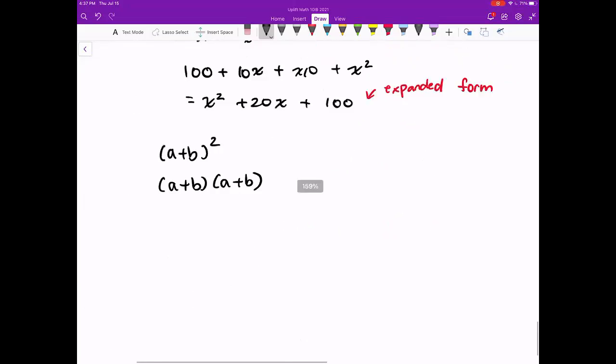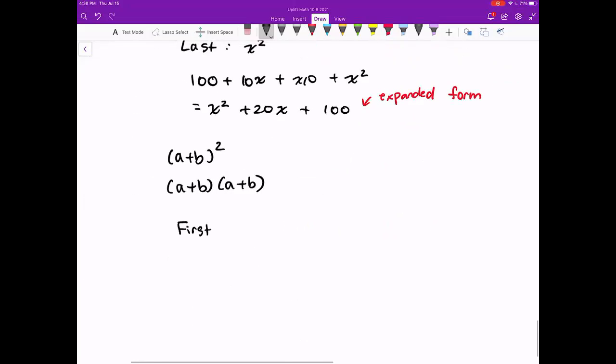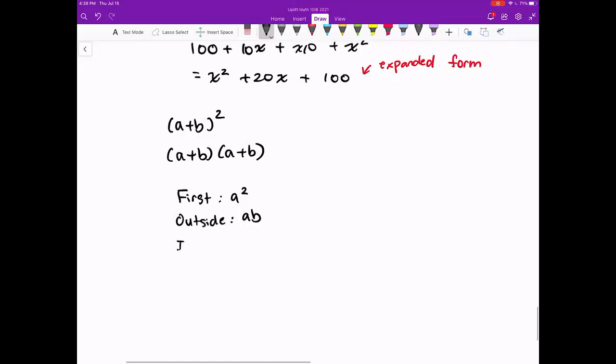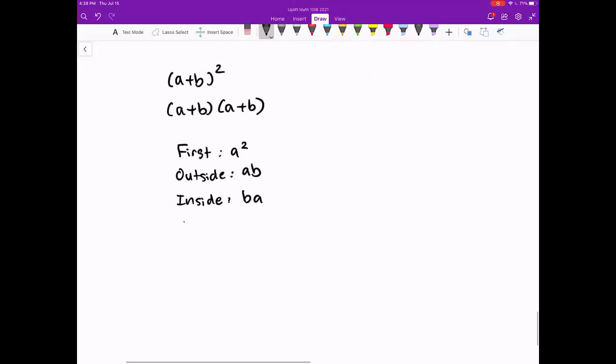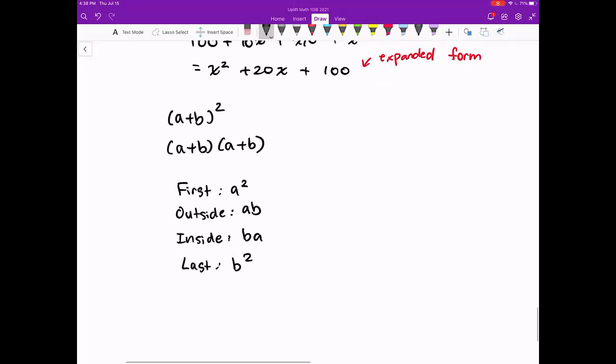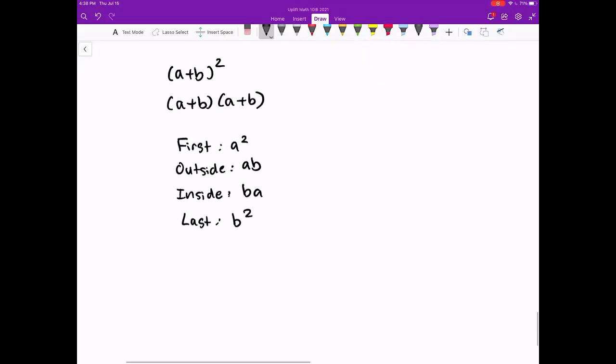We do the first terms, which are a and a, so we get a squared. Then we do the outside terms, which are a and b, so we get a times b. Then we do the inside, which is b and a. Then we do the last terms, which are b again, so b squared. Then we add all these together, and we get a squared plus ab plus ba plus b squared. We could simplify it to a squared plus 2ab plus b squared.